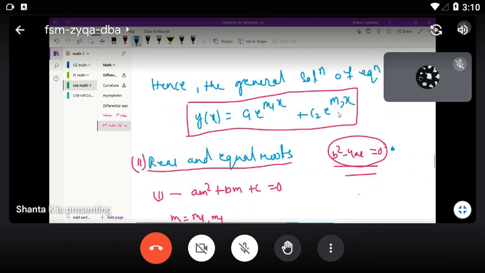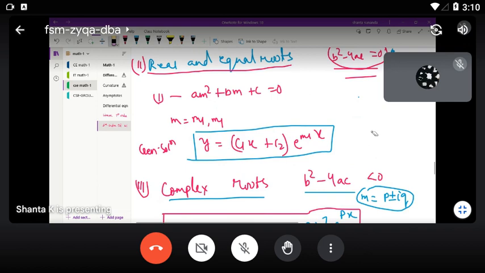If you have the cubic order and instead of 2 you have 3 distinct roots, then there will be one more term, c3 e power m3x. It goes on like this for a finite number of orders. You can extend this one. I'm not doing it, but you just have this idea. Now here also, see real and equal roots. So this is the second order differential equation.